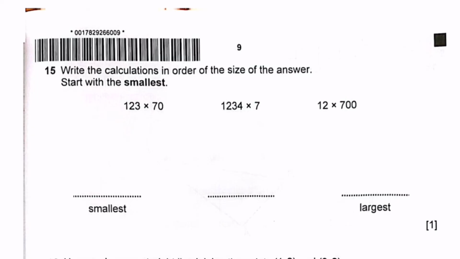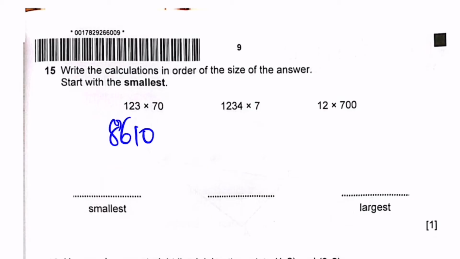Let's go to question 15. Question 15, write the calculations in order of the size of the answer. Start with the smallest. First of all, 123 into 70. Let's calculate that. We're not allowed to use a calculator, so we have to do it normally. So if you do it correctly, you will get 8610.